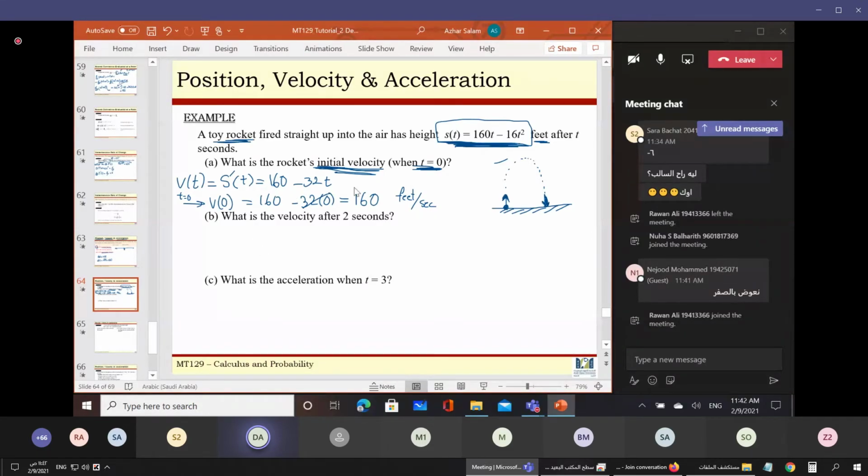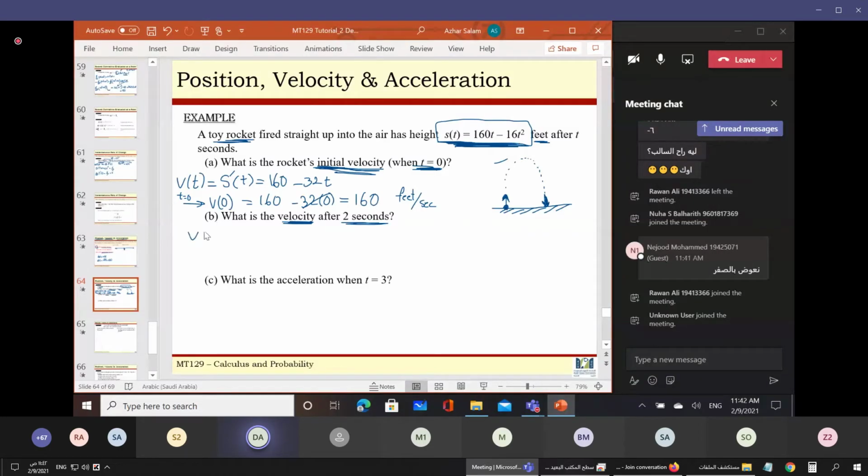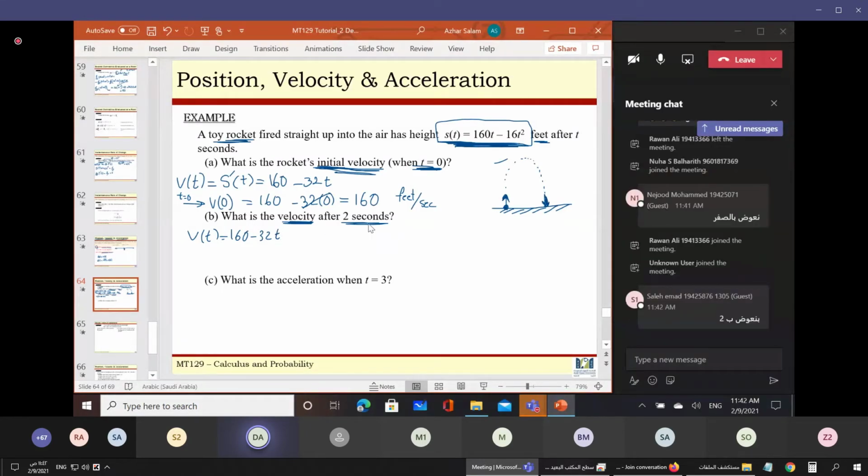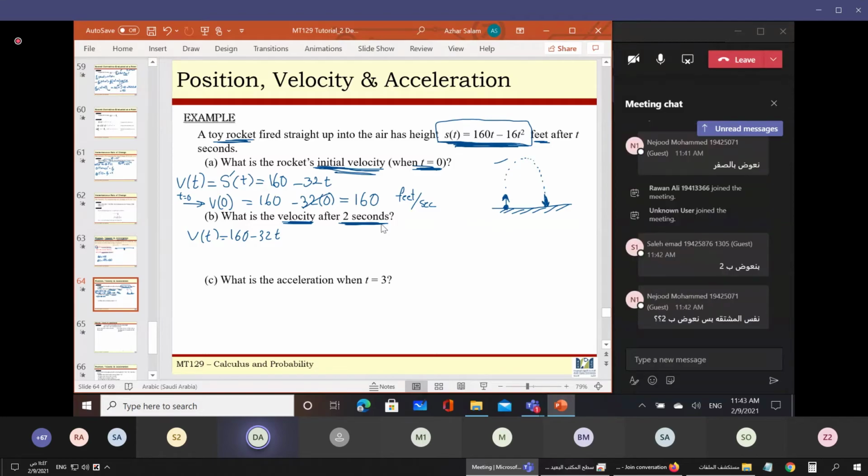This is the first question. Now, what is the velocity after 2 seconds? It's also velocity, and I already found the velocity function, v of t, which is 160 minus 32t. I have to substitute with 2.